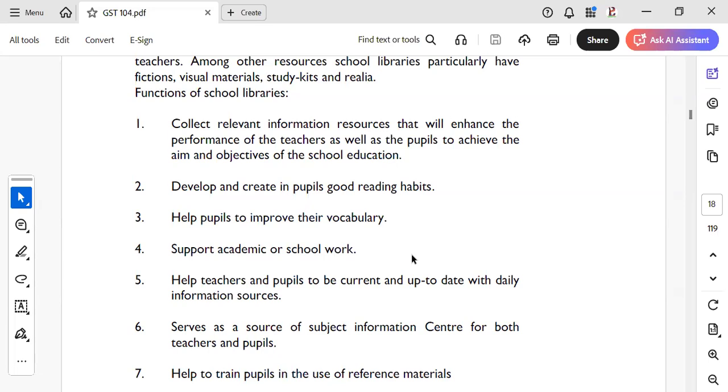So number three. I don't know if I'm actually making sense. Yes, continue. All right.